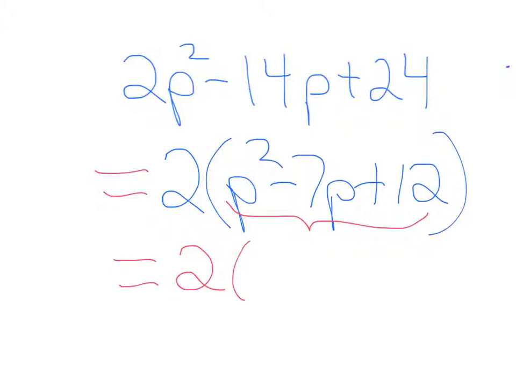It's going to factor down to a binomial times a binomial, and we already know the front two terms. Now all we have to do is identify what multiplies to be 12 and adds to be negative 7. And the two factors that do so are negative 4 and negative 3.